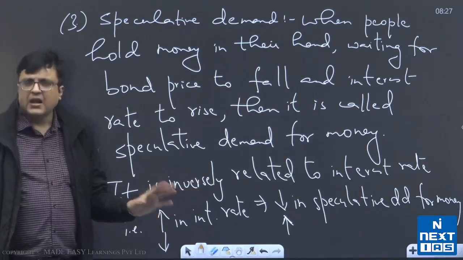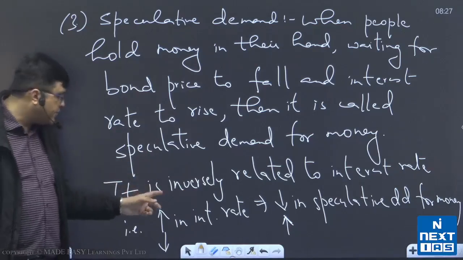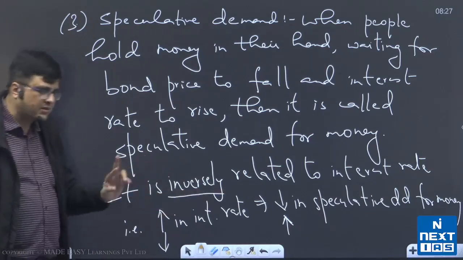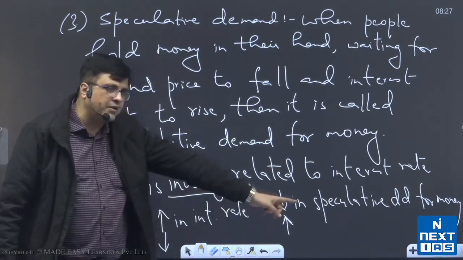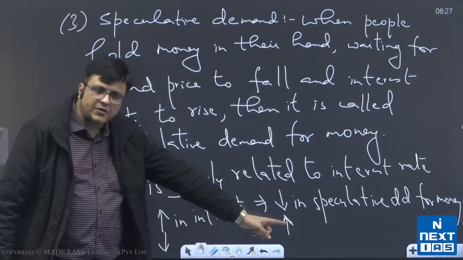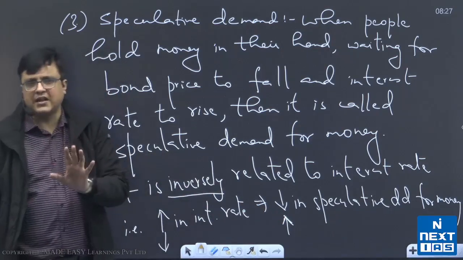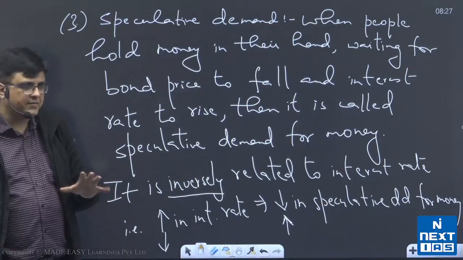for money, and it is inversely related to interest rate. Okay, when I say inversely related, it means the opposite relation. That is, if interest rate will rise, then speculative demand for money will fall, and if interest rate will fall, then speculative demand for money will rise. Okay, let's try understanding why do I write it? What is the whole idea behind writing it?